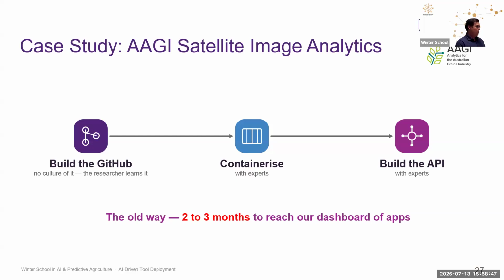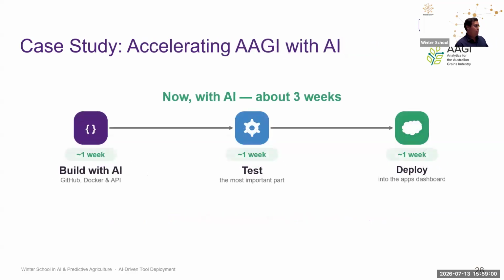So we would need to grab all the code, build the GitHub, then do all the containers, and then build the API, deploy it, and all that. It takes time. It takes a lot of time to do these sort of things. But recently we tried, let's just put all of this in an AI model and then see what we get. We reduced the deployment time frame to around 3 weeks, right?